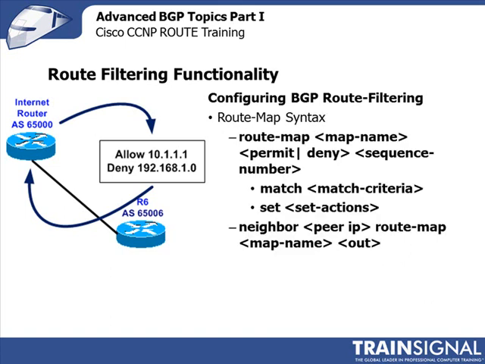The route map syntax is very simple. Route map, map name, permit or deny, and then the sequence numbers we talked about, the match criteria, the set criteria, and then the neighbor, IP address, route map, the name, and in or out depending on the way you're going to use this.